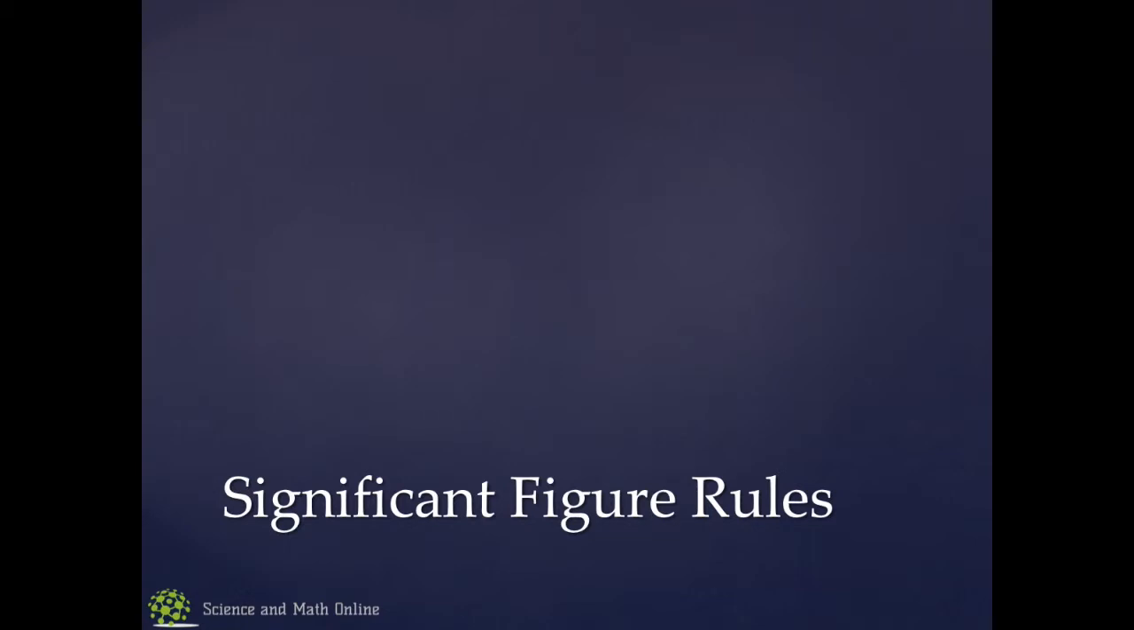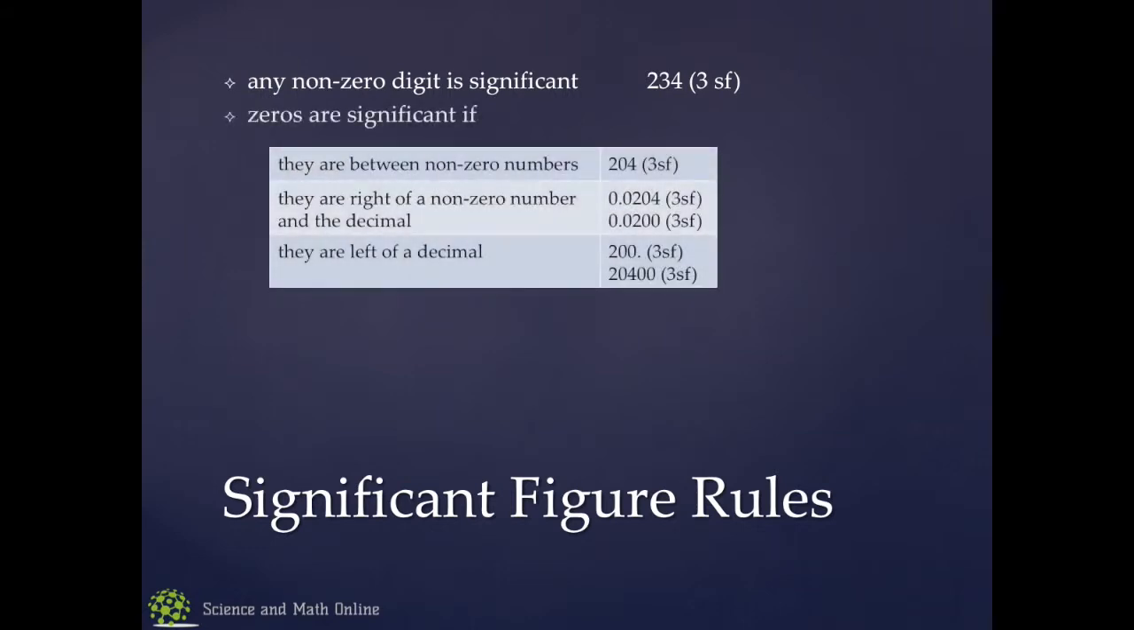All right, so rules for figuring out what figures are significant, because not everything is significant. First, any number that's not 0 is automatically significant. Those are easy. Zeros are where it gets complicated.